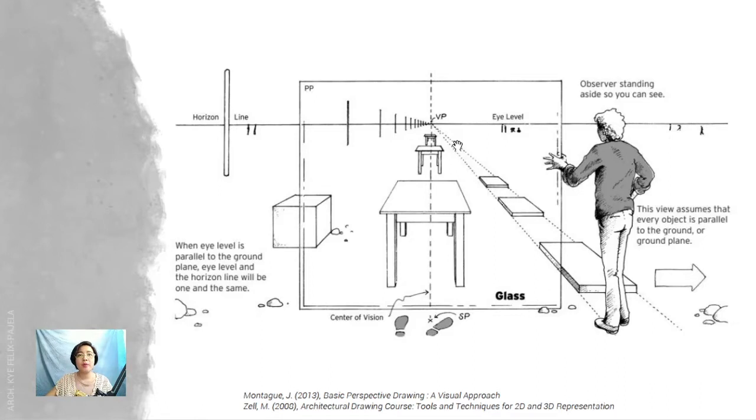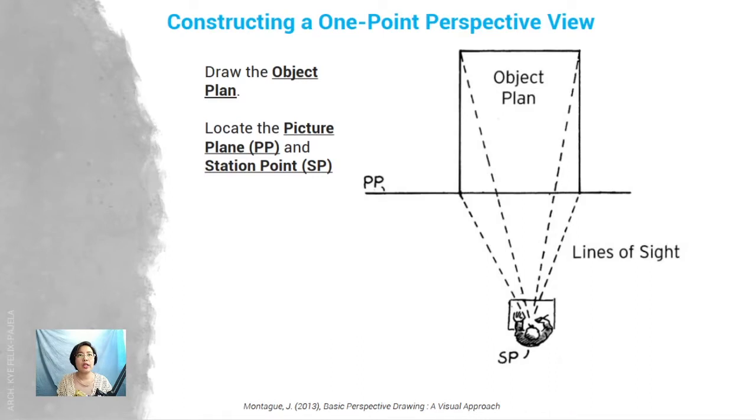So, ito yung example na nabigay natin from last lecture. Ang vanishing point ay nakatapat dapat doon sa station point or kung nasaan si observer. Doon siya nakatayo, and then the vanishing point is ito yung pinaka-center ng kanyang point of view. Okay? So, let's move to the next one.